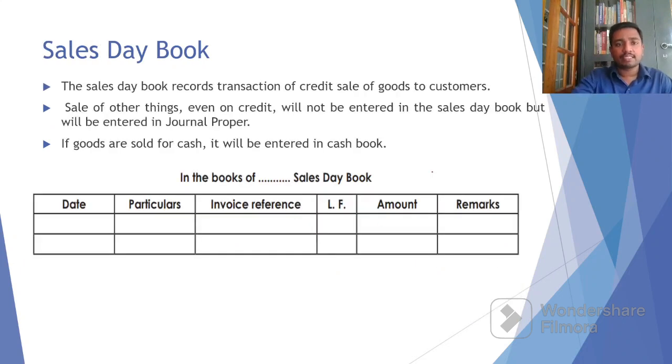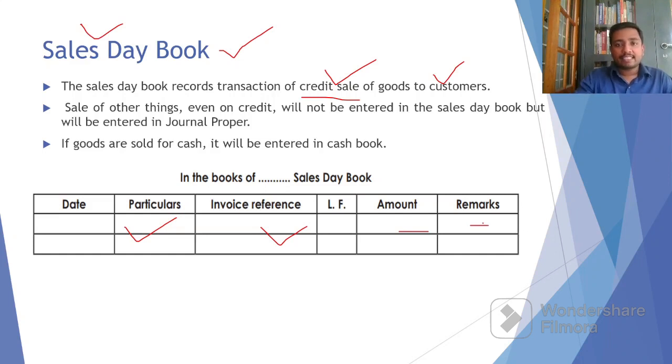The next book is known as the sales day book. As we have already mentioned, if it is a cash sale, that cannot be recorded in the sales day book. So if there is credit sales of goods and services to the customers, then that can be recorded in the sales day book. Only credit transactions can be recorded in the sales day book, and if there is anything in the form of cash, that will be recorded in the cash book. Here the names of customers will be recorded in the sales day book, their reference numbers, the amount received, and if there are any remarks, that could be recorded too.